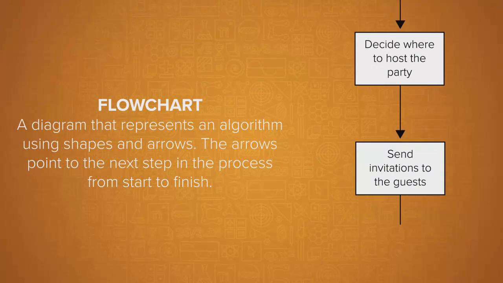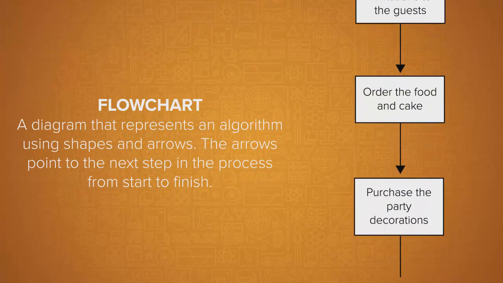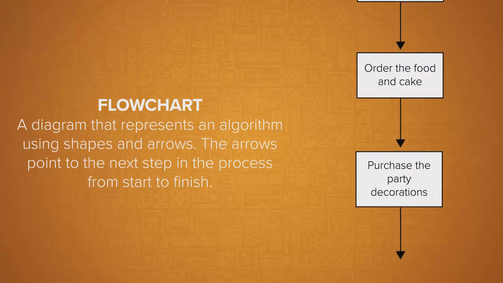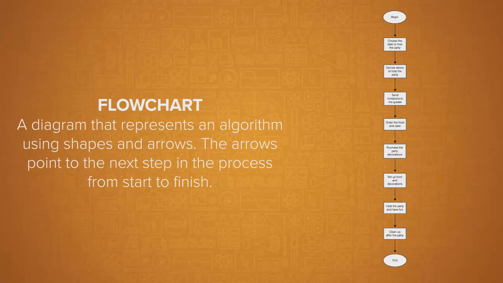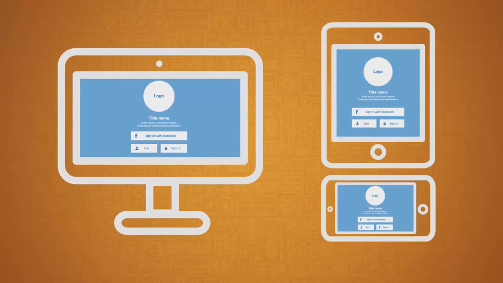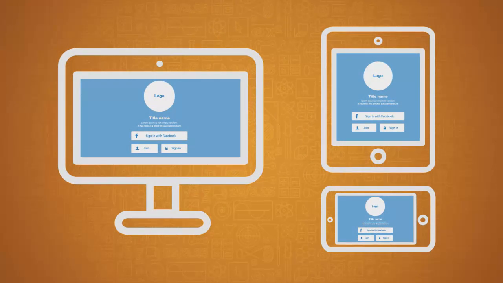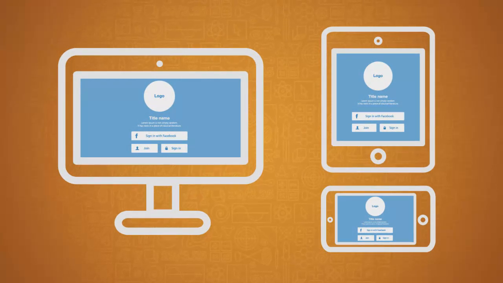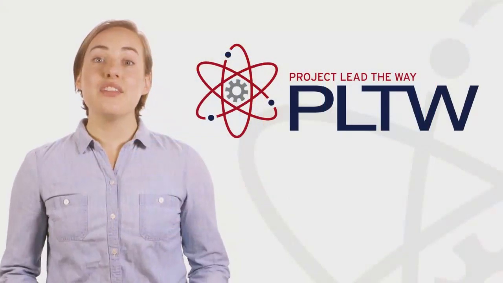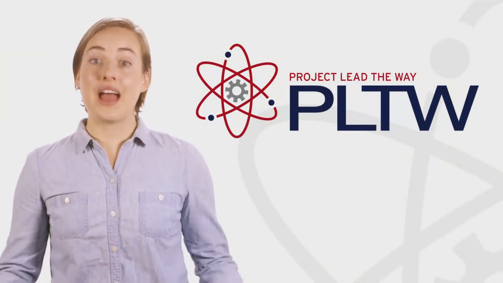The flowchart is a great visual to understand linear algorithms. Notice that the sequence of steps for the party flow in a straight line. It's a linear flow. Similar to our party planning example, computer scientists create linear algorithms to instruct computers and devices to perform various tasks in a certain order. Now that you've learned about algorithmic thinking, you're ready to get started with creating your own algorithms.